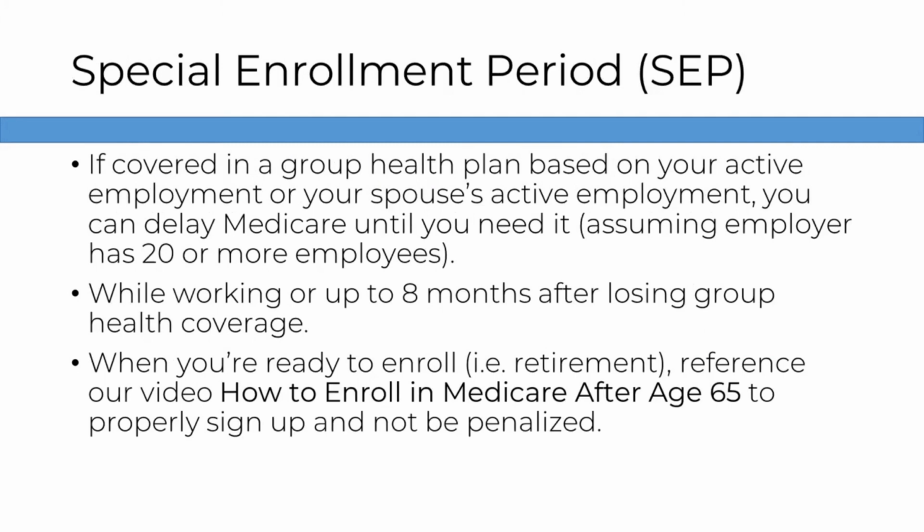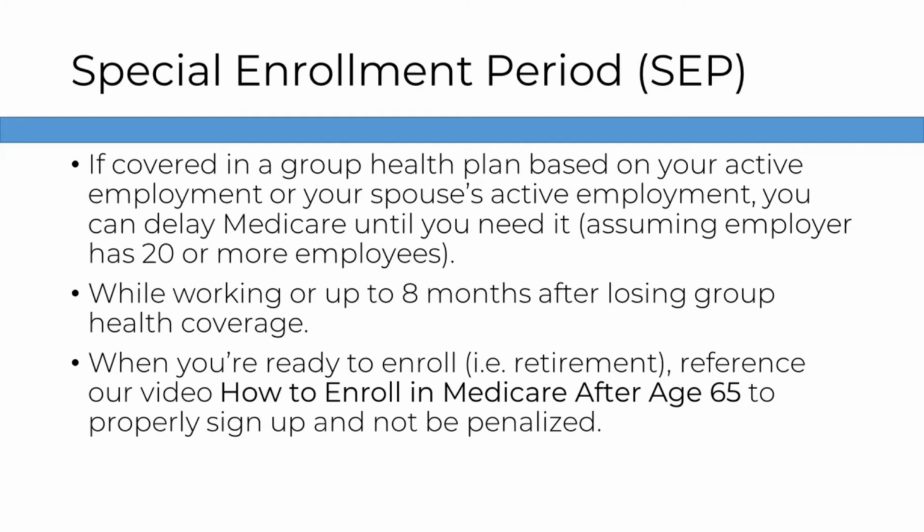Your SEP takes place any time after your IEP ends and before you leave a group health plan. So, if you're covered on a group health plan based on your current employment or a spouse's, you can delay Medicare until you need it without penalty. Assuming the employer has 20 or more employees, this could be used anytime while you're working or up to 8 months after losing group health coverage, giving you a lot of flexibility on when you want your Medicare to start.